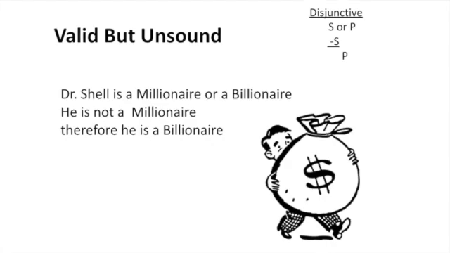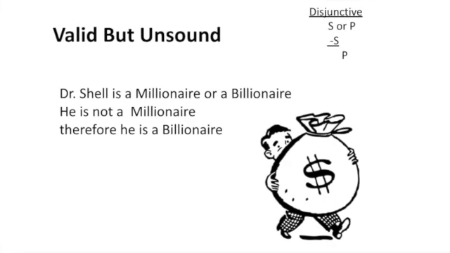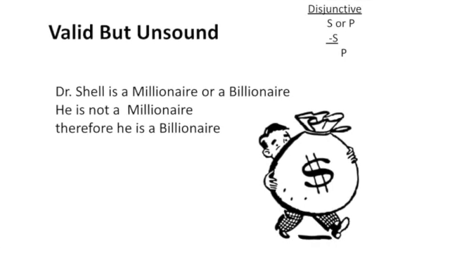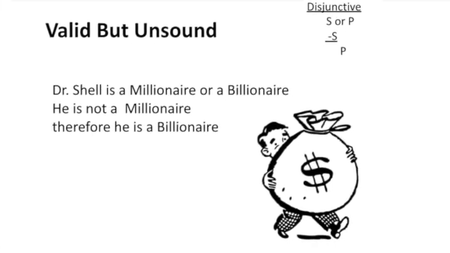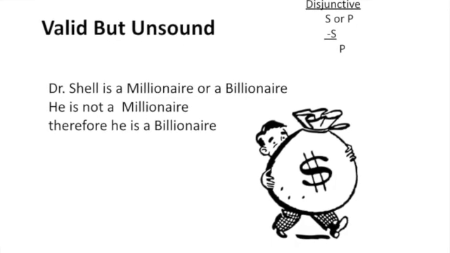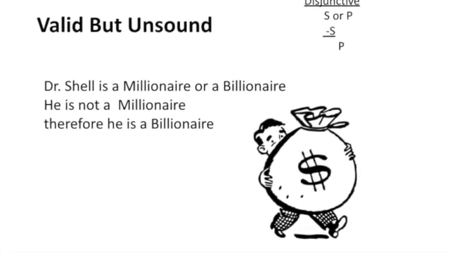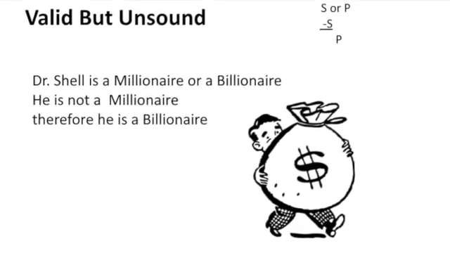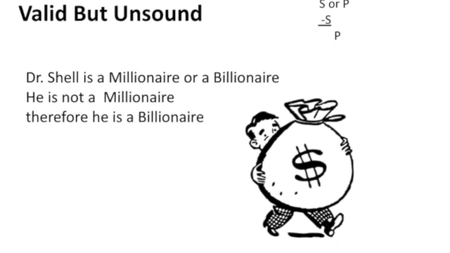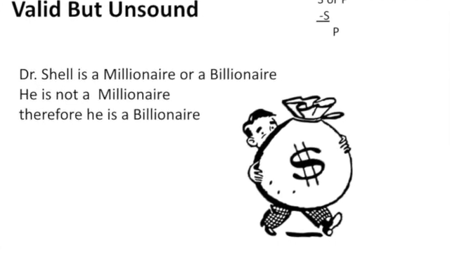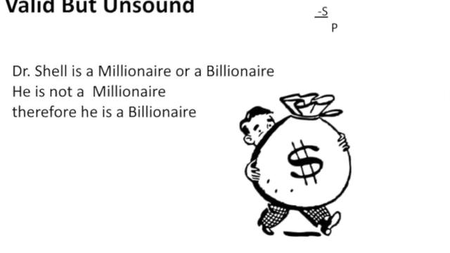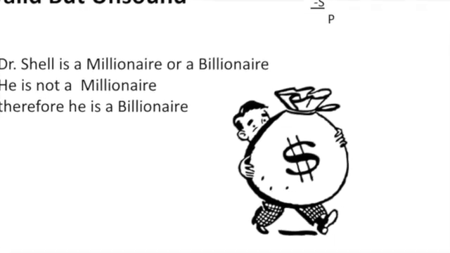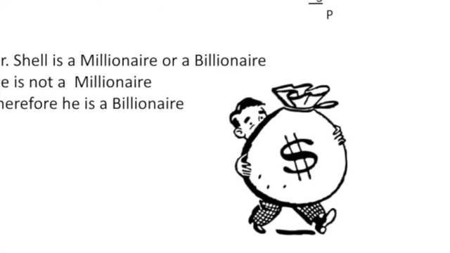Now, this also is a disjunctive syllogism. Dr. Shell is a millionaire or a billionaire? Well, he is not a millionaire, therefore he must be a billionaire. Now, this is valid but not sound. Okay, validity is the form. This is a valid disjunctive syllogism: P or S, not P, therefore S. So, again, we'd write this out more like M or B, not M, therefore B.